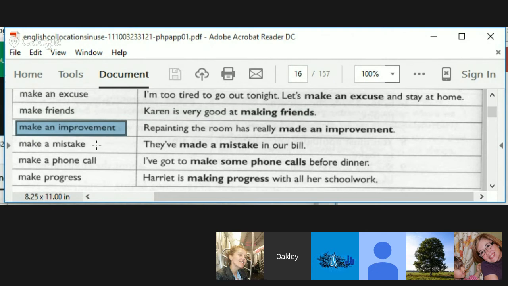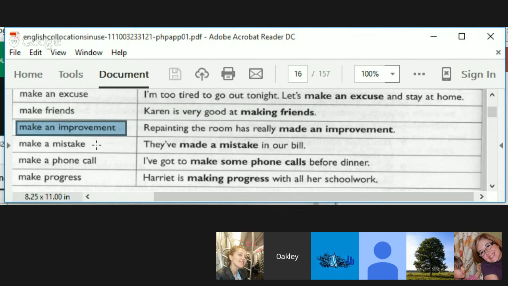Make it better. You know what? Painting the room really made it better. Making better is basically the same meaning. Yeah, really made it outstanding. Really made it wonderful. Really made it lovely.